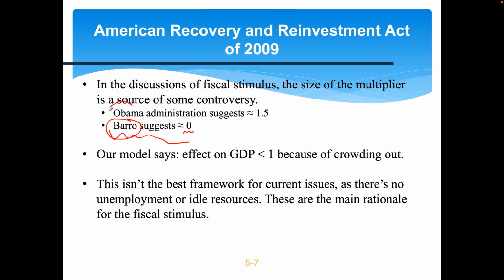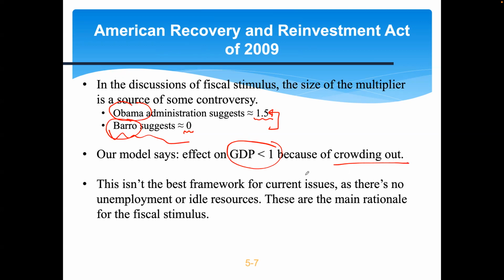But then the Obama administration had their own economists. They would suggest this number is pretty large. And why is there a discrepancy? Why is there a difference? It's because usually they believe our economy is not operating on the PPF, or there's some inefficiency. And then the government spending helps us to restore to the frontier. So that's why the number is much larger. But overall, our model says the effect is going to be smaller than 1 because of the crowding out.